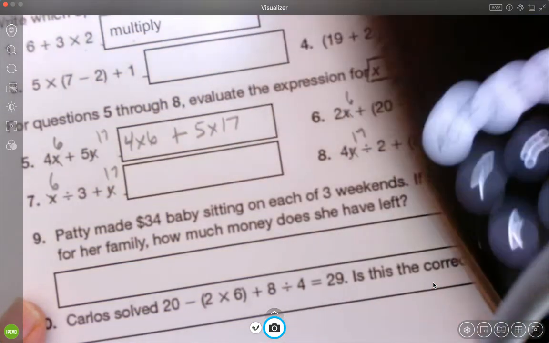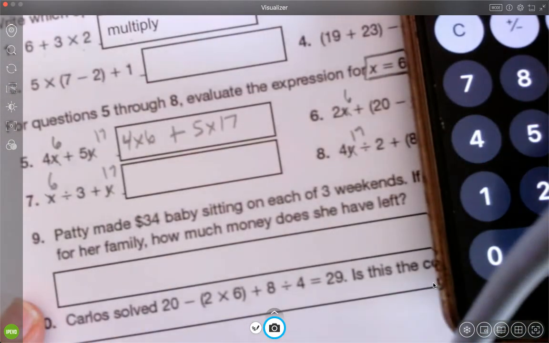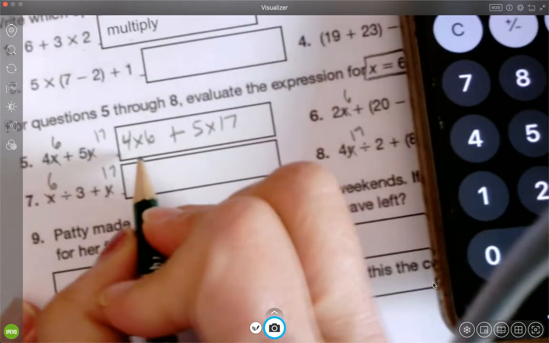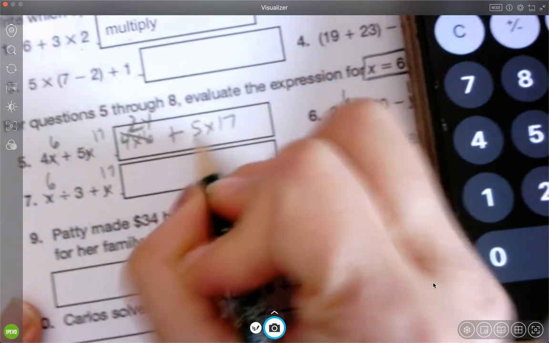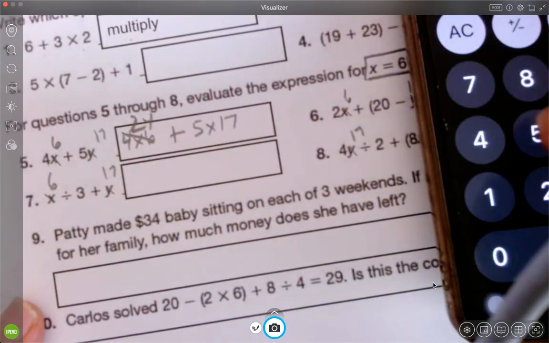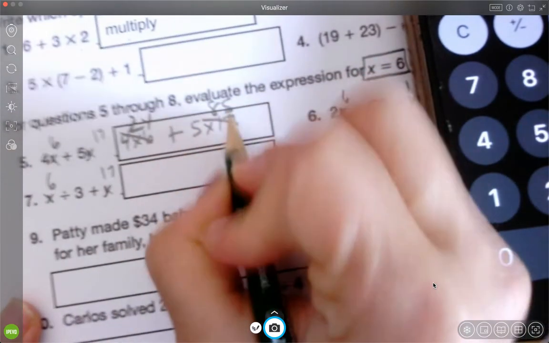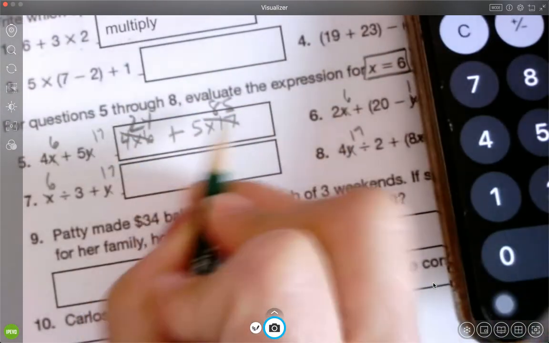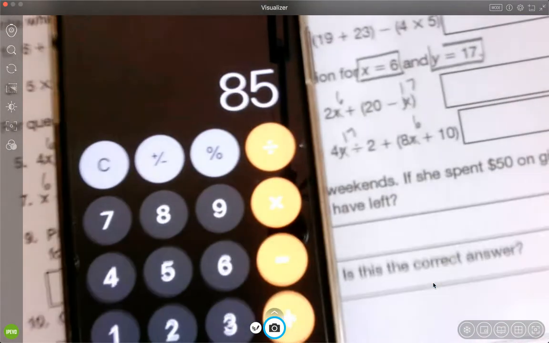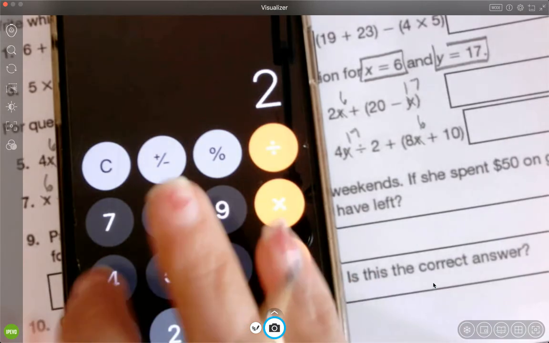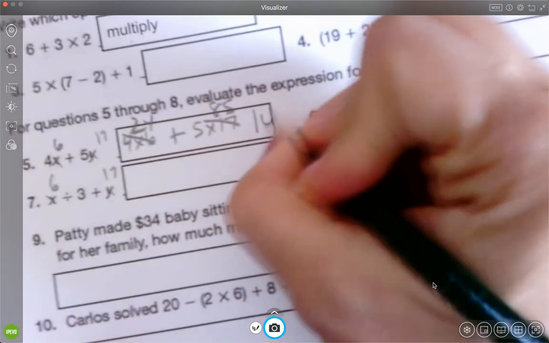So I'm going to use my calculator, and I know that if I did 4 times 6, I'm going to get 24. And then I have to do 5 times 17. So I go 5 times 17 using my calculator. I get 85. And then my last step is to add 24 plus 85, and I get 109. Okay? So you sort of get the idea.